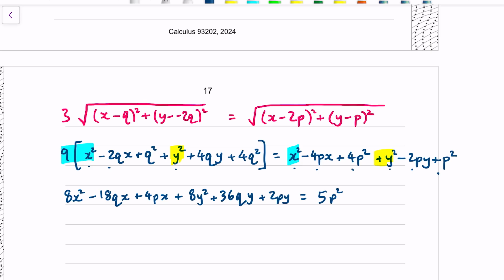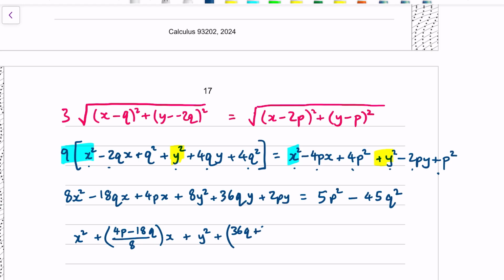It's those two terms there. And how many q squareds have we got on the left? We've got 5q squared inside the brackets times 9, 45, but minus 45 if we put it to the other side. Okay, and that's all of the terms moved around. If I divide everything by 8, just to make it look a little bit nicer, 4p minus 18q, all divided by 8, lots of x, y squared. Do the same thing with the 36qy and the 2py.